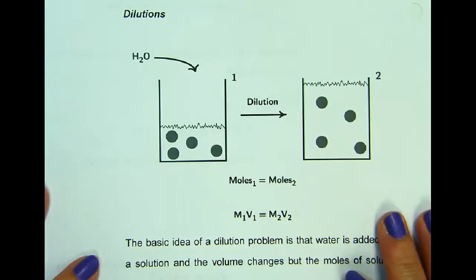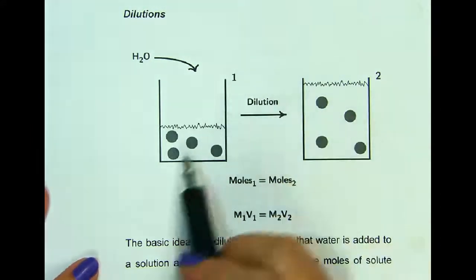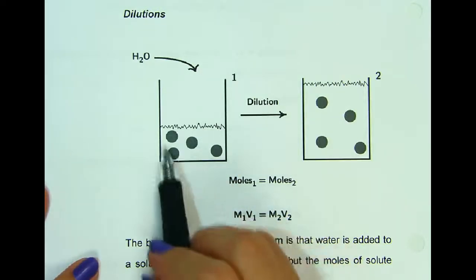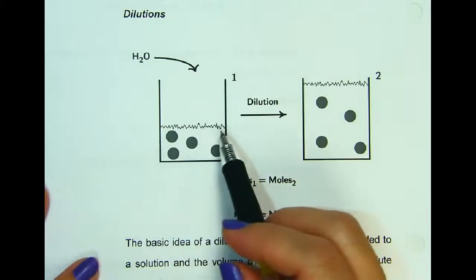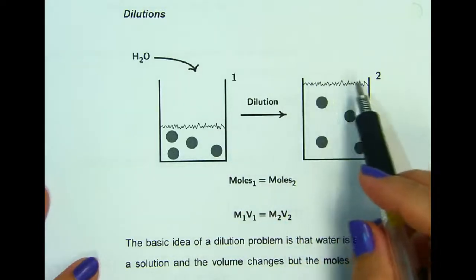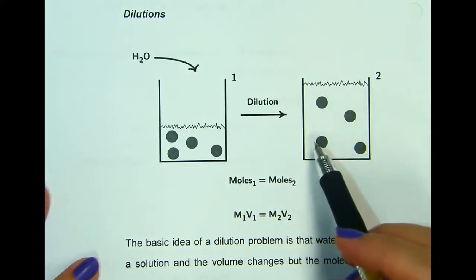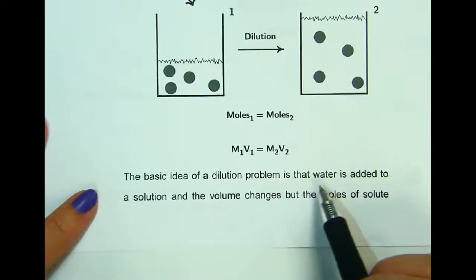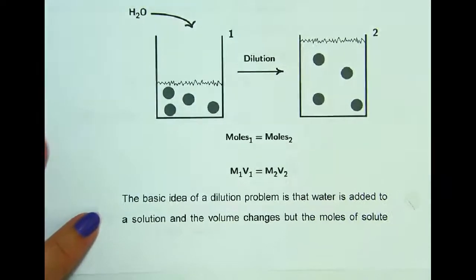Okay, dilutions are a really big deal. So here you have some water, and you're going to have a certain molarity of solute here. Like say we have our 4 solute particles here. So this has a high concentration because it has very little solvent compared to the solute. But then if you add more water, bring the water level up, you have diluted it. And so now it has a lower concentration or a smaller molarity. The basic idea of a dilution problem is that water is added to a solution and the volume changes, but the moles of the solute do not.